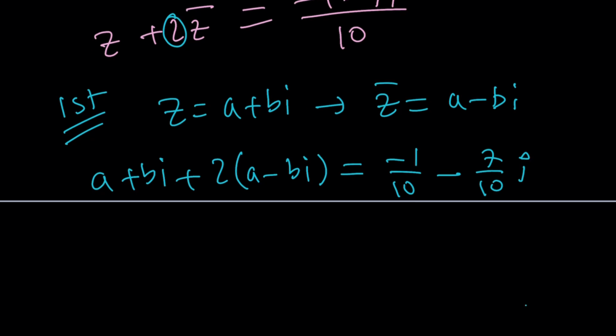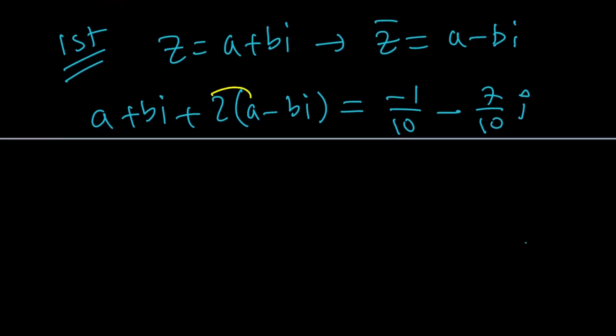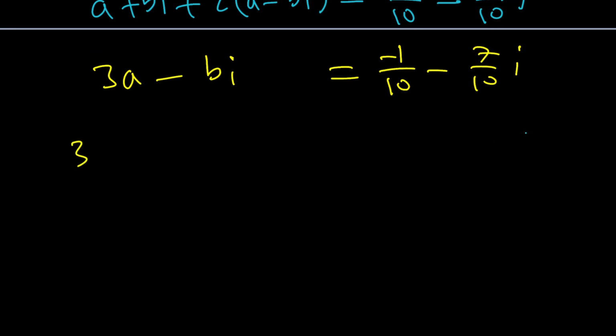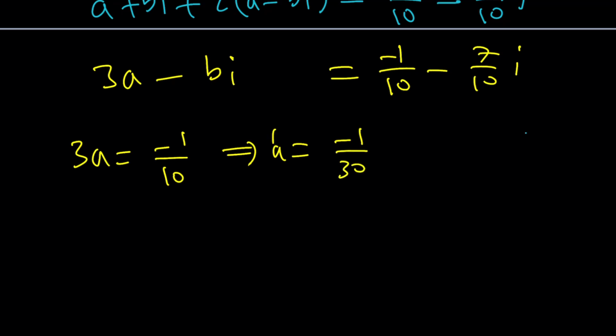Now, we're going to put together the real parts. From here, we're going to get a plus 2a, and that's going to give us 3a. bi minus 2bi is going to give us minus bi, and that's equal to the right-hand side. And now we can go ahead and compare directly. 3a is equal to negative 1/10, which means a is equal to negative 1/30. That's the value of a. To find b, you're going to set negative b equal to negative 7/10, and b is going to be 7/10.